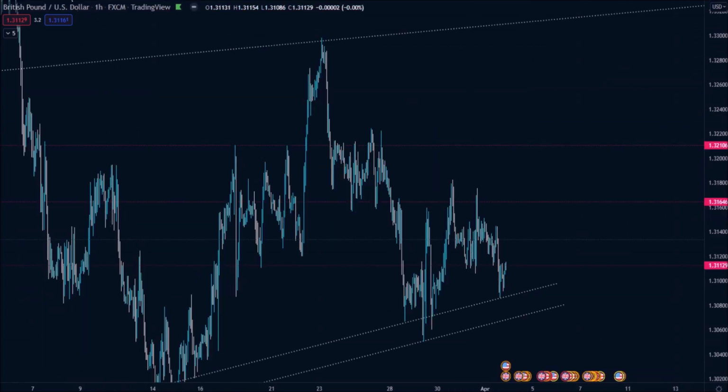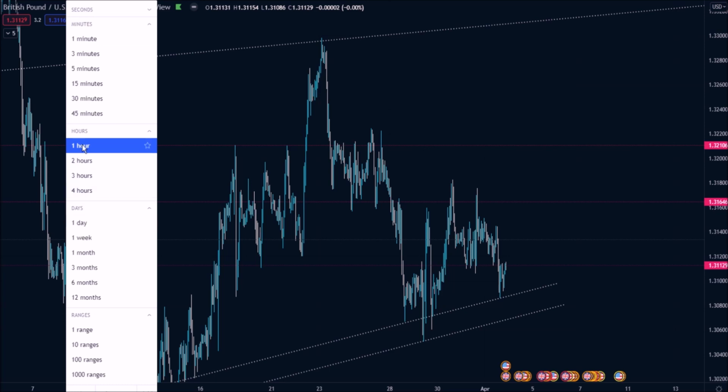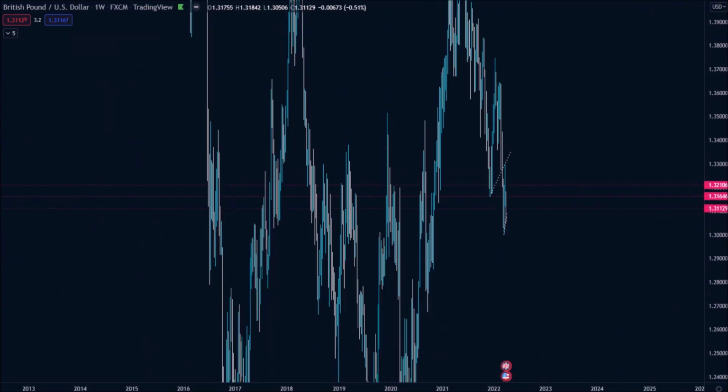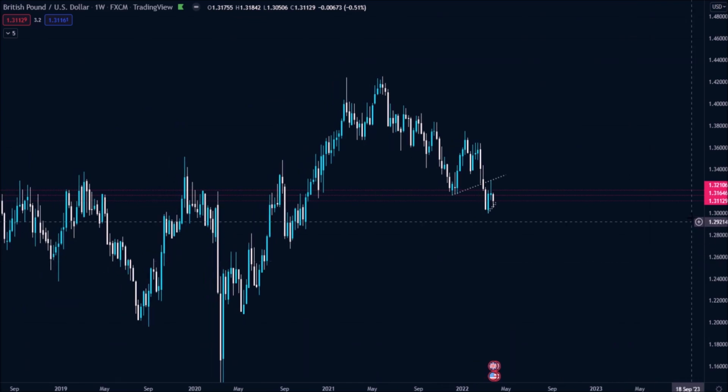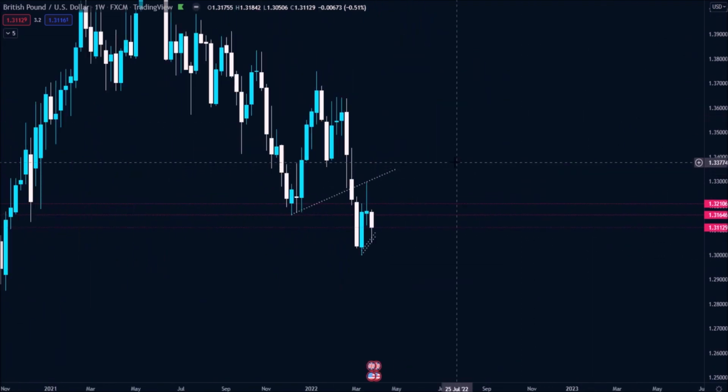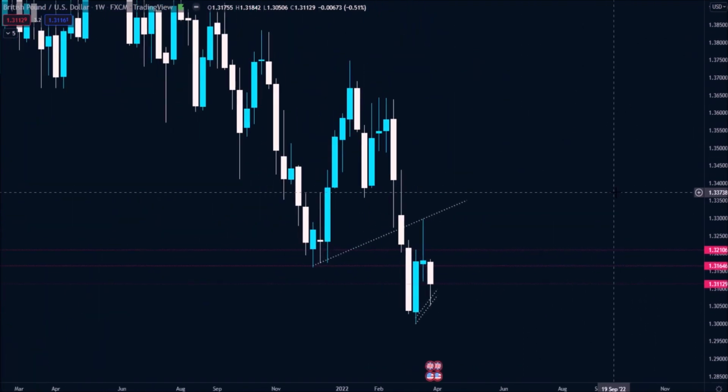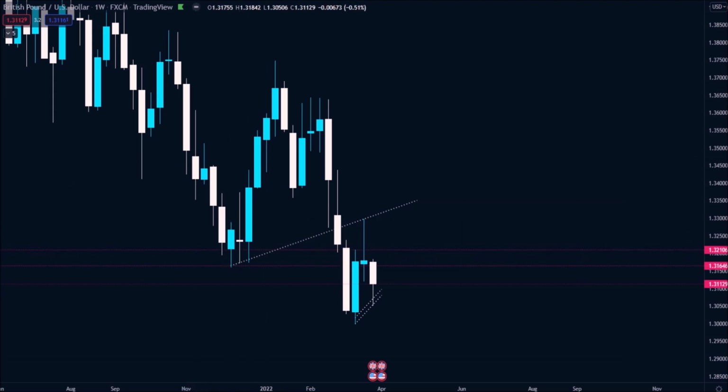Very similar with pound. Let's go out to the weekly chart first and have a look at where price is. I'm just looking at the most recent support and resistance. So this bounce here, this support here, we got a break and retest and we failed to close above there. So I'll be looking for more downside there.